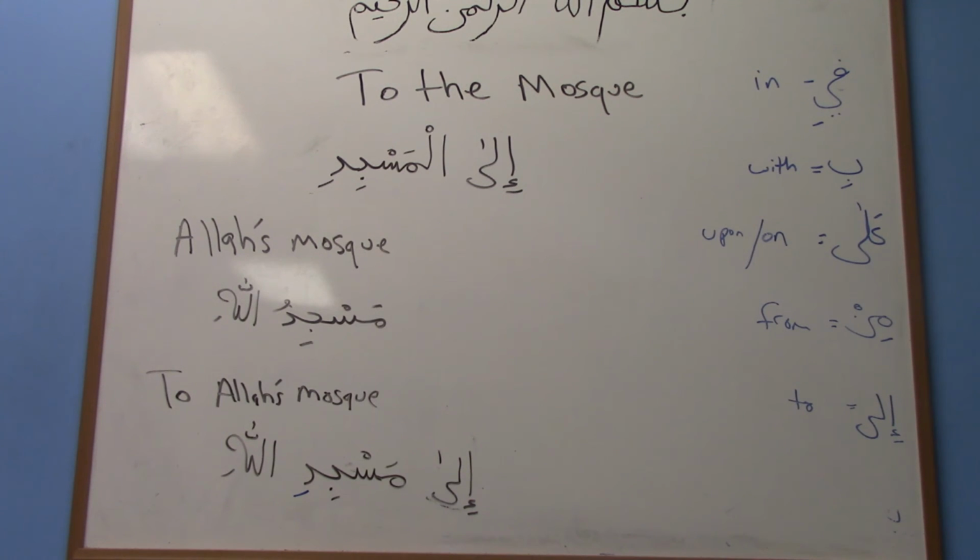Next page. We have Al-Ka'batu Baytullahi. Everyone. What does it mean? The Kaaba is the house of Allah. Okay, good. Muhammadun sallallahu alayhi wa sallam Rasulullah. Good. What does it mean? Muhammad is the messenger of Allah.